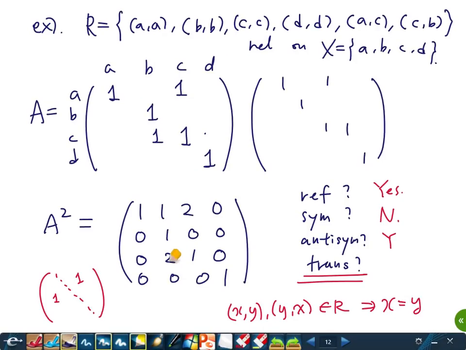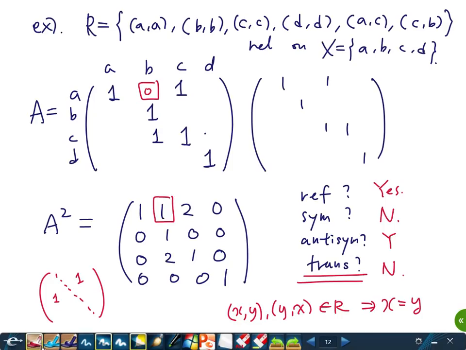Let's go back to here. Here, is this transitive now? Now that we know the corollary, look at non-zero entry. Here, this is non-zero. And look at the same entry here. This is non-zero. This is okay. This is okay. This is okay. This is okay. But here, look at this. This is non-zero, right? But this is 0, right? That means it's not transitive. No.